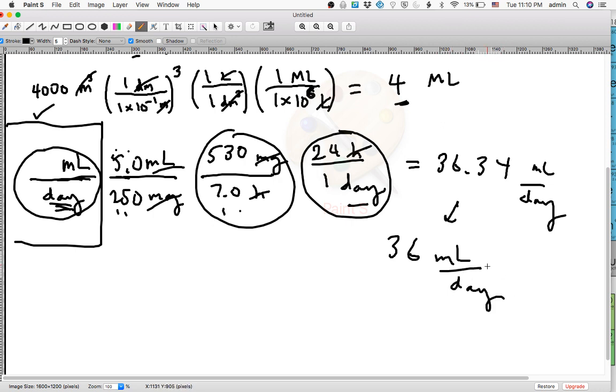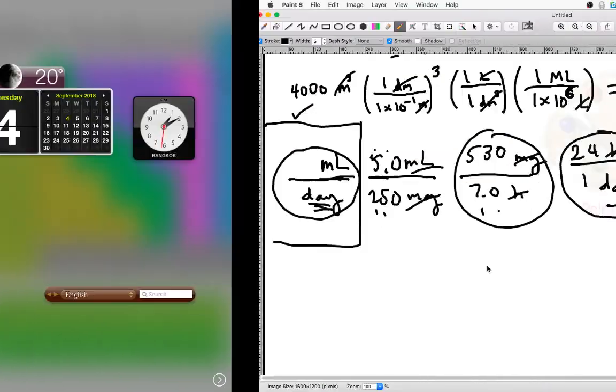Are you really going to go up to the patient and give them 36 milliliters per day? I don't know. I'm not a nurse. I'm not a pharmacist. I'm not a doctor. All I know is that's the correct answer if you're taking an exam to get into nursing school, and that's the correct answer if you're taking a chemistry course at some college. Okay? So I'm going to write 36.